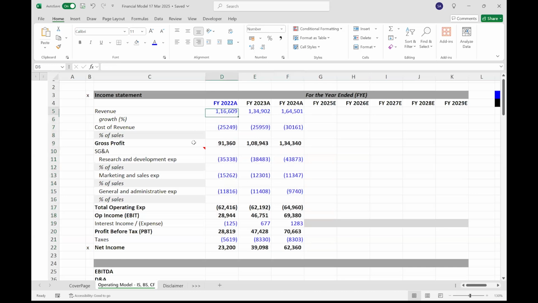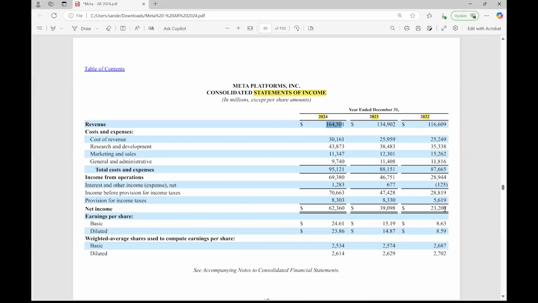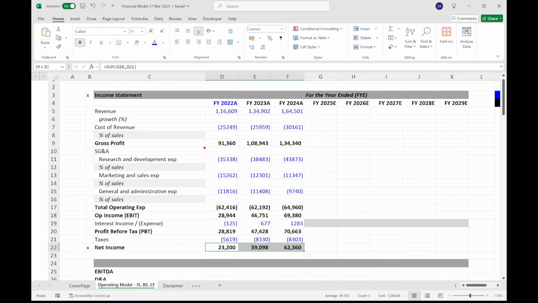So the thing is that we have now all the numbers. Before you proceed, please make sure that your net profit matches the annual report: 23, 90, 29, 62. Let me quickly check: 23, 200, 39, 098, 62, 36. It means that we have done correct punching. There are no punching errors or formula errors.